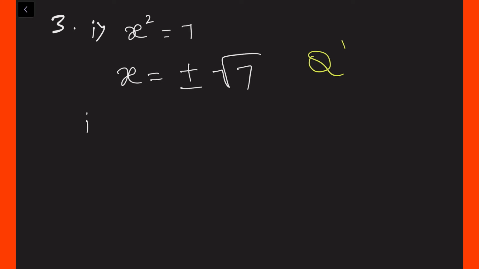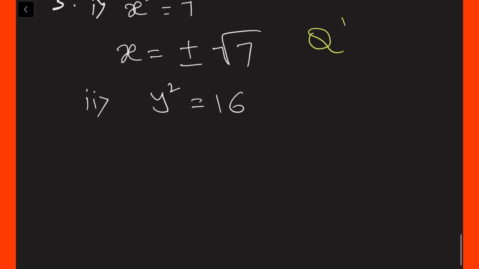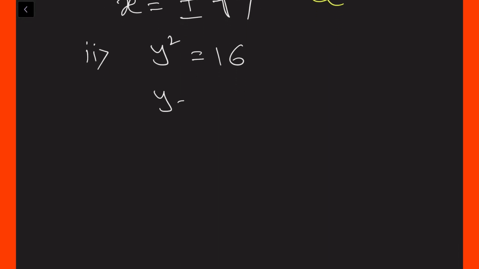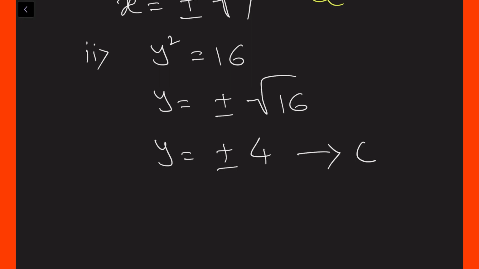Next, second question. y² = 16. So y² = 16, then y is equal to plus or minus √16. 16 is a perfect square, so √16 is 4 because 4 × 4 is 16. Plus or minus 4 is a rational number. Here plus or minus 4 is nothing but plus 4 or else minus 4. So plus 4 is rational only, minus 4 also a rational number only.